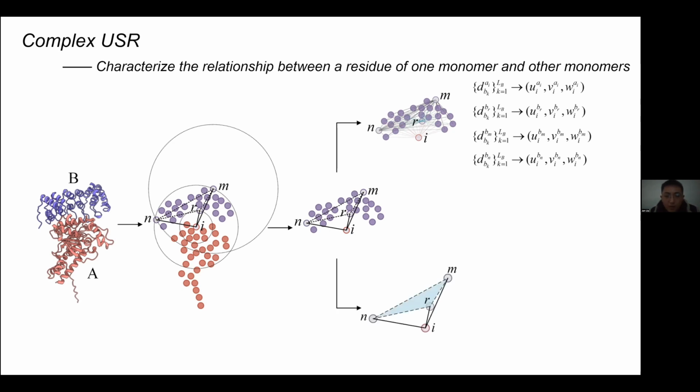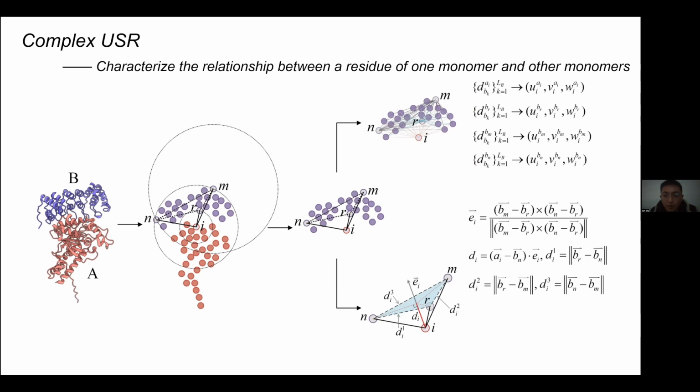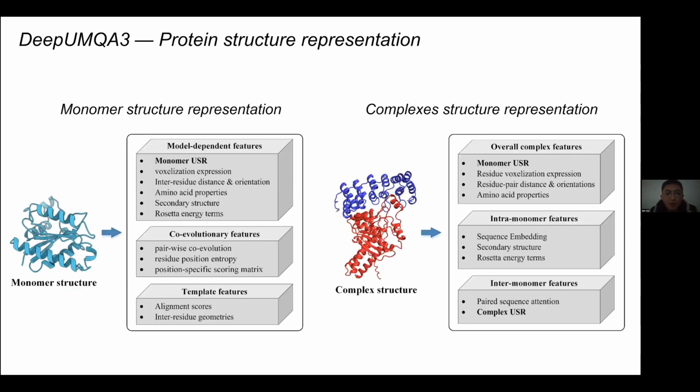We further extract the triangular pyramid formed by these four residues. To describe it, the unit normal vector of the triangle, the distance of residue I to the triangle, the length of the sides of the triangle, and the angles between IN, IR, IM to the triangle are calculated. So the relationship between each residue of monomer A and the topology of monomer B can be encoded by 22 descriptors. Based on the above two key features, we began to represent the protein structure.